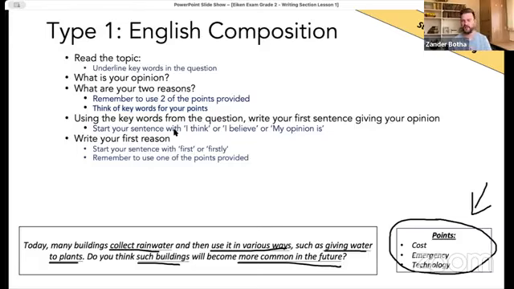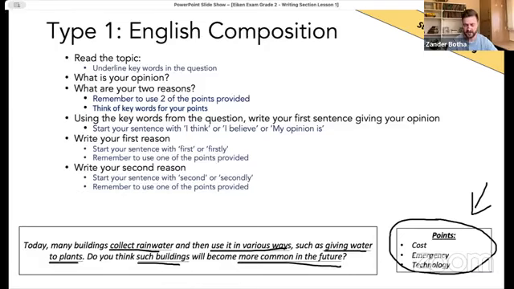All right. Now that you have your first reason finished, we're going to go to your second reason. And do you remember what we start our sentence with for reason number 2? That's right. We start with second or secondly. Now, for me, because I chose cost and technology, I will use the point technology for my second reason. So remember to use your second point and your keywords and write 2 sentences giving your second reason. You have 30 seconds.